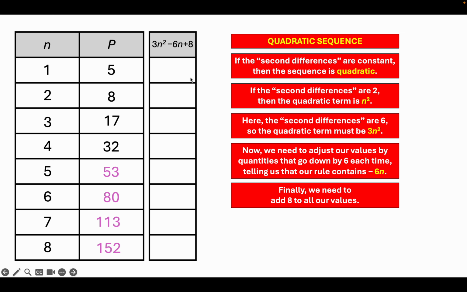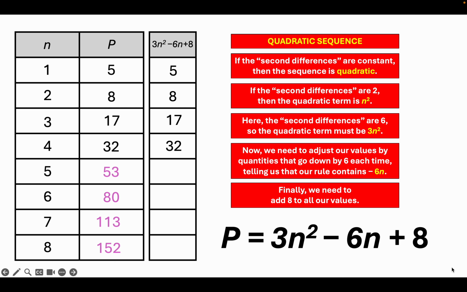And then when we do that, when n equals 1, we get 5, which is what we want. When n equals 2, we get 8, which is what we want. When n equals 3, we get 17, which is what we want. And when n equals 4, we get 32, which is what we want. So the rule is p equals 3n squared minus 6n plus 8.